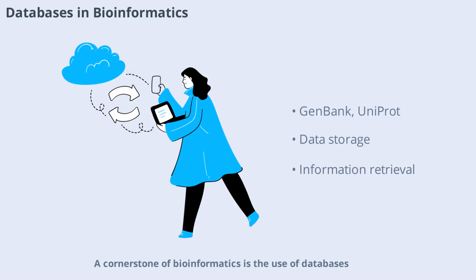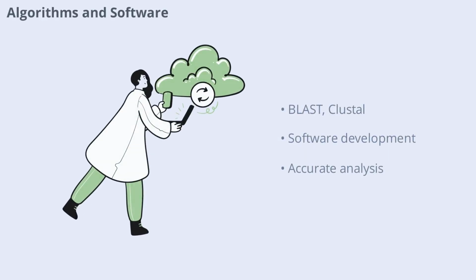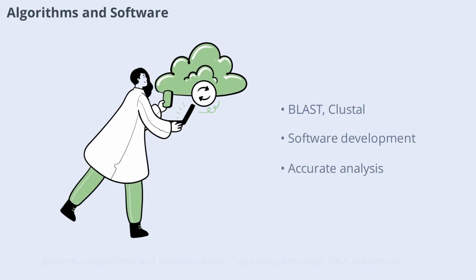A cornerstone of bioinformatics is the use of databases. These digital libraries store everything from DNA sequences to protein structures and gene expression profiles. Popular databases like GenBank, UniProt, and the Protein Data Bank provide researchers with access to curated, up-to-date biological information. Efficient database management and retrieval are essential for bioinformatics research, enabling scientists to compare data, find patterns, and generate new hypotheses.